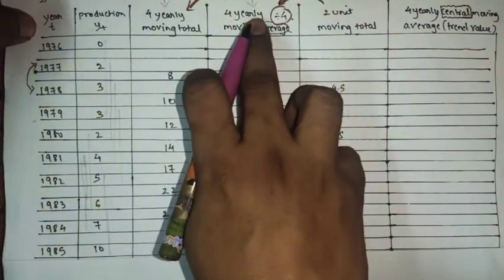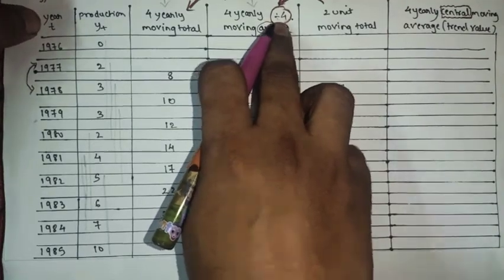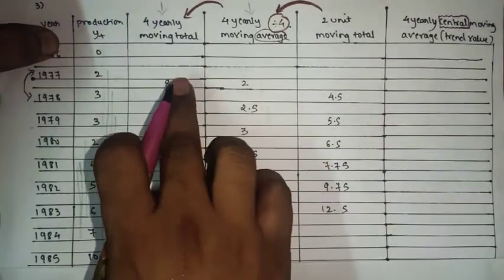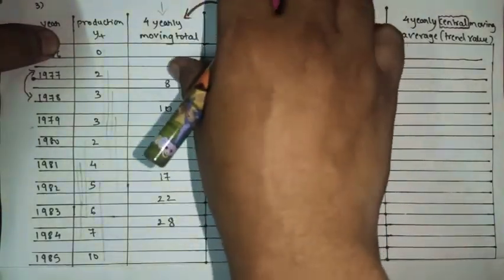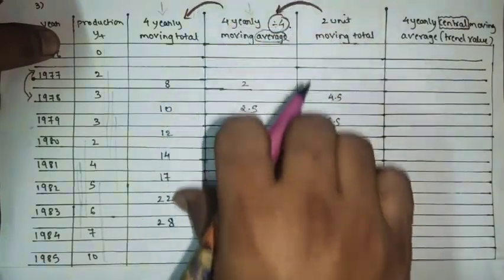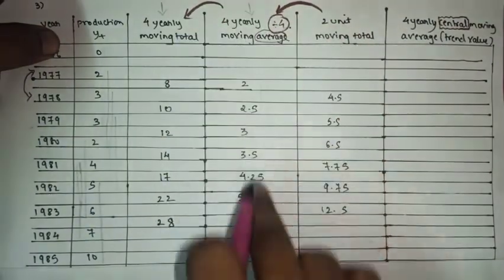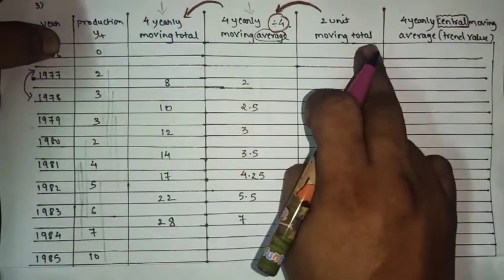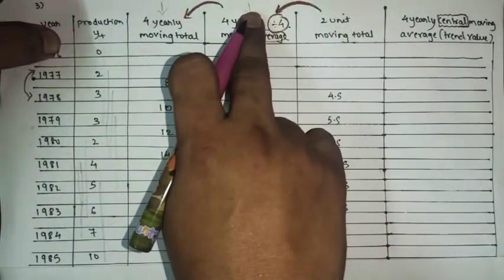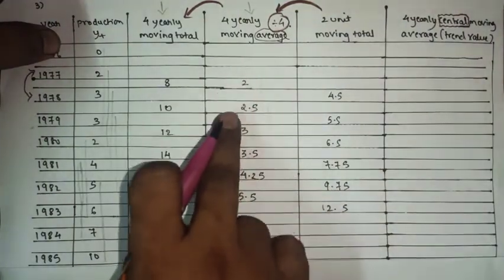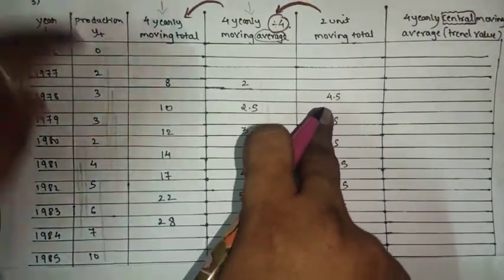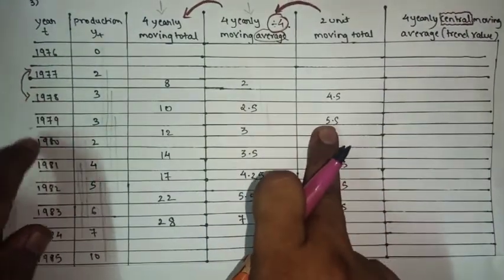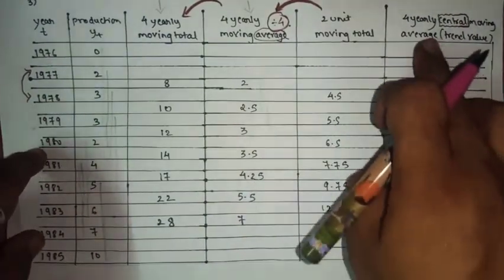Then the next column is what? You will divide the previous column. As we have the numbers in the previous column, you will divide each and every number by 4 to get the fourth column answer. After that, 2-unit moving total means add two numbers of the previous column and write that answer between these two. Understood? That means it lies exactly on the third year, then fourth, then fifth. Now we'll see the last one.